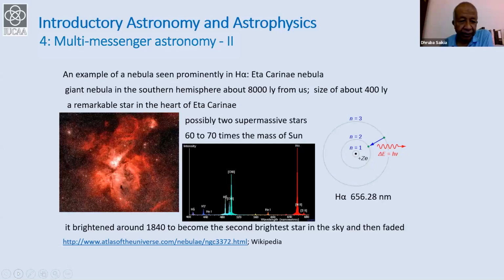Okay, so this is one good way of trying to pick out ionized gas. And Eta Carinae is a remarkable nebula with an even more remarkable star inside it, which brightened in around the 1840s, and now it has actually faded again. But I think it's again slowly rising in brightness. But it's quite a remarkable star right in the center of it.